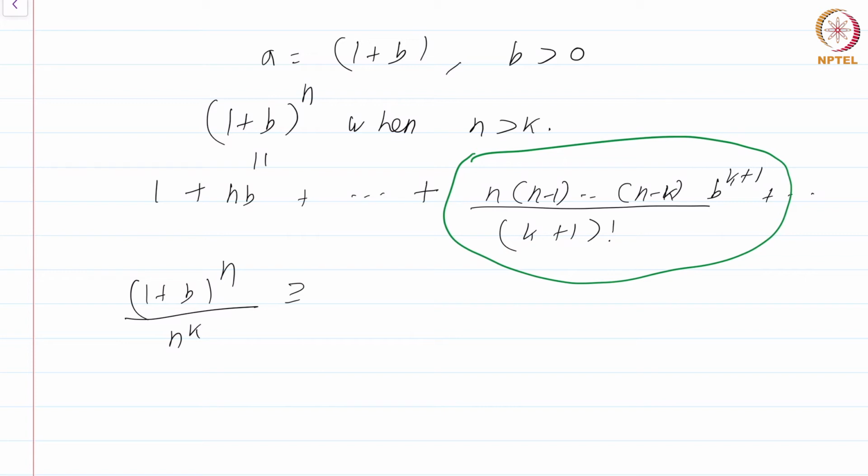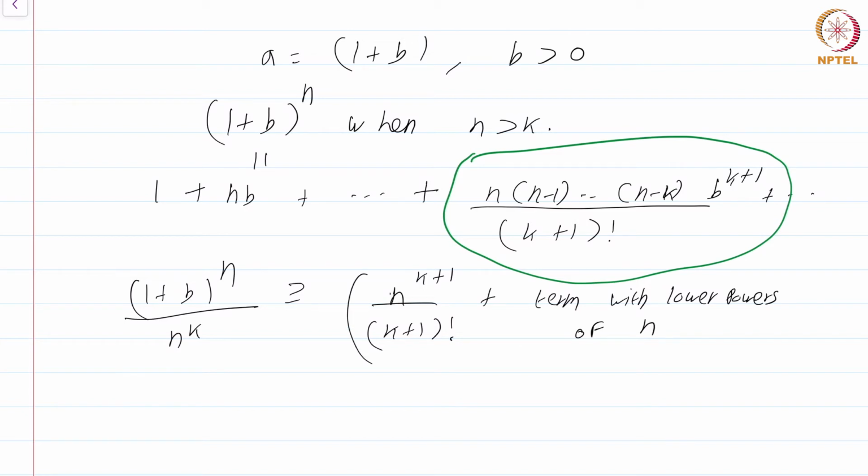Now if you look at this term and expand out n(n - 1) ... (n - k), it is easy to see that this whole thing will be greater than or equal to some n^{k+1} / (k+1)! plus terms with lower powers of n, and the whole thing gets multiplied by b^{k+1} and divided by (k+1)!.